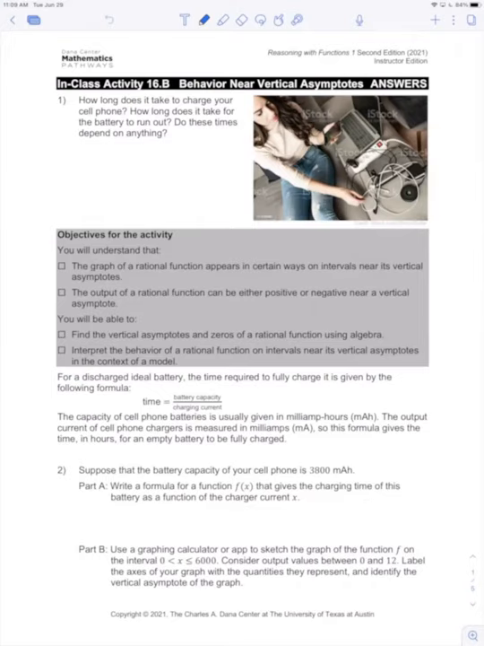Well, my phone charges in roughly 2 or 3 hours. But if I use the charger in my car, it may take more. If I'm watching videos and charging, it's going to take longer. So no surprise there. Objectives for the activity.